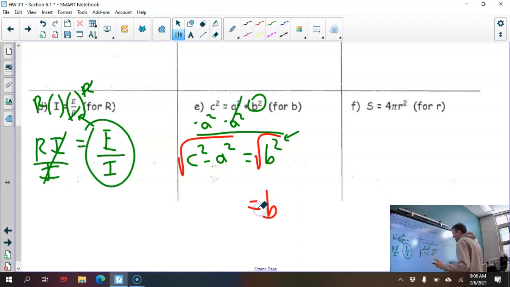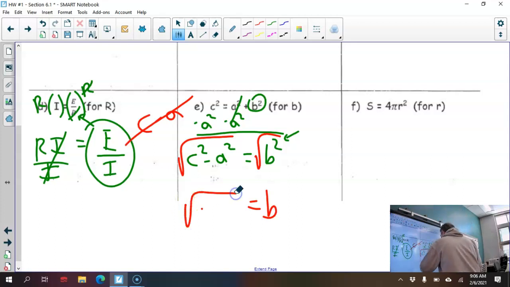Now, don't be tricked by this. You cannot take the square root of things that are being added or subtracted individually. This does not equal c minus a. You cannot just take the square root individually of the parts. You just have to leave it as c squared minus a squared.